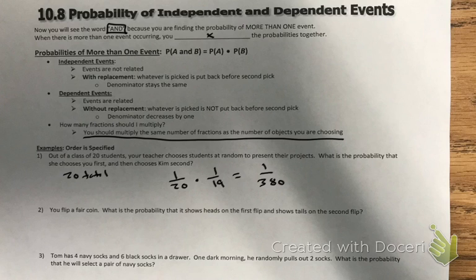Okay? You flip a coin. What is the probability that shows heads on the first flip and tails on the second flip? Well, the odds of getting heads is 1/2. The odds of getting tails is also 1/2. The results of the first do not affect the results of the second, so we multiply them together. 1/4.